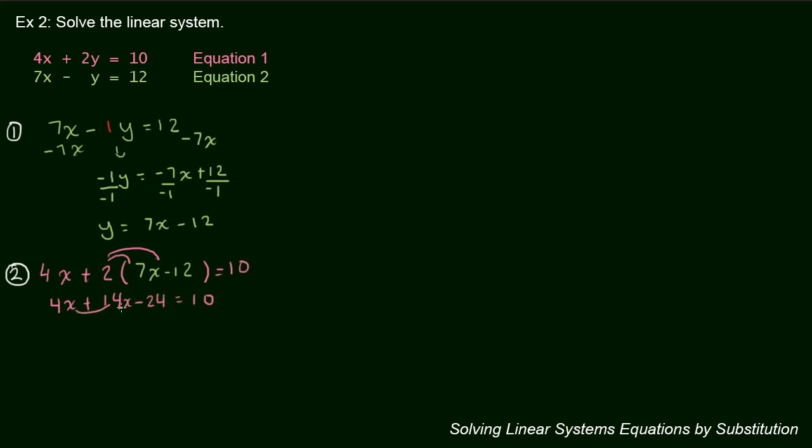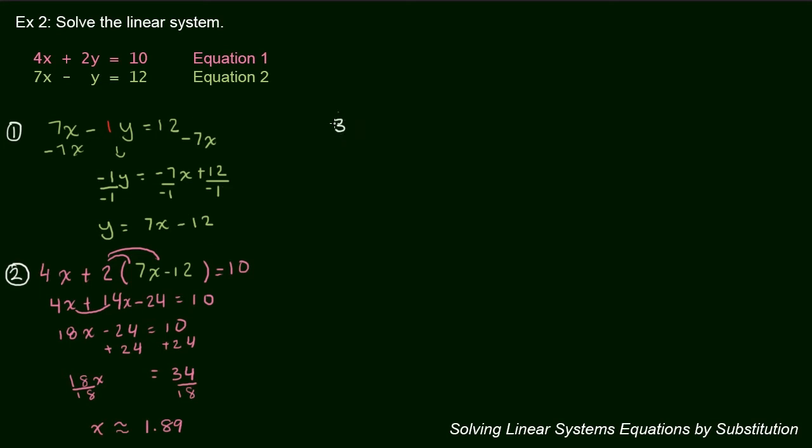Combine my like terms, so I got 18x minus 24 equals 10. Isolate the 18x by adding 24 on both sides, which gives me 18x equals 34. Solve for x by dividing every term by 18, and what you end up with is a fraction that cannot be simplified, so its decimal equivalent is approximately 1.89. Now that I know my value for x, I'm going to take this value and substitute it into this revised equation and solve for y.